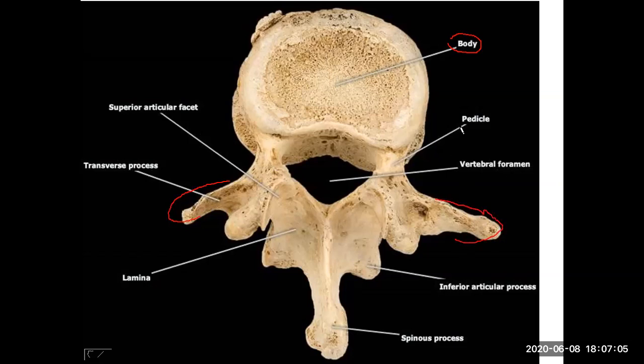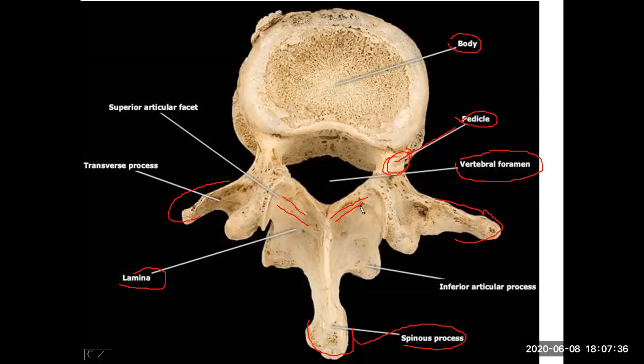There's now the area of the pedicle. We have the label right here for the pedicle region. And then we have the laminae. They fuse to come together and form that spinous process region. The open canal, the vertebral foramen. And we're looking, of course, from a superior view, looking down onto it.